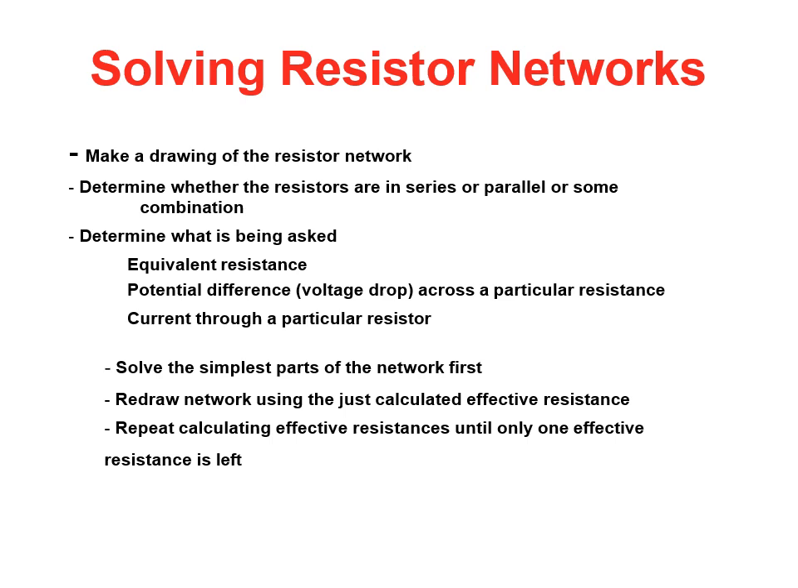Solving resistor networks. Make a drawing of the resistor network. Determine whether the resistors are in series or in parallel or some combination. Determine what is being asked. Are they asking for the equivalent resistance, the potential difference or voltage drop across a particular resistance? Are they asking you for the current through a particular resistor? Solve the simplest part of the network first. Redraw the network using just the calculated effective resistances. Repeat calculating effective resistances until only one effective resistance is left.